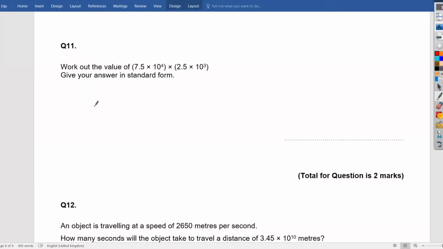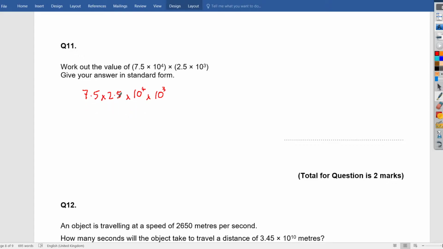Right, continue with question 11. This is standard form also. So the best way to tackle this question without a calculator will be, first of all, do 7.5 times 2.5 times 10 to the power of 4 times 10 to the power of 3. Okay, so put them all as a long multiplication, with the numbers here and the powers of 10 here.